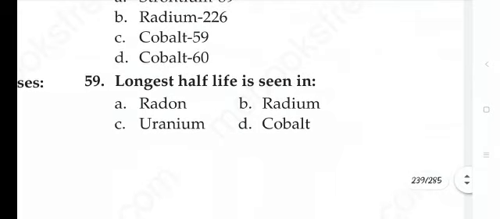Next question, longest half-life is seen in. Options are option A radon, option B radium, option C uranium, option D cobalt. The answer of this question is option C, that is uranium.